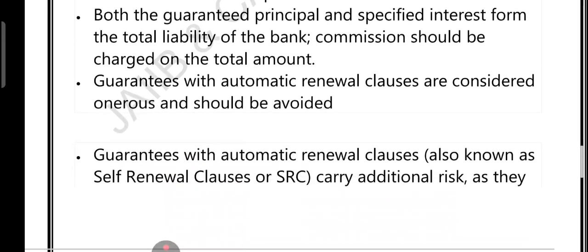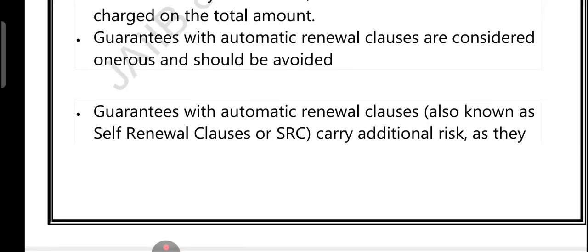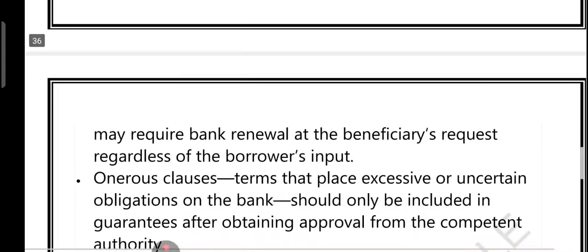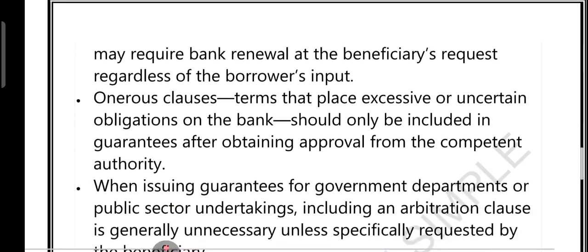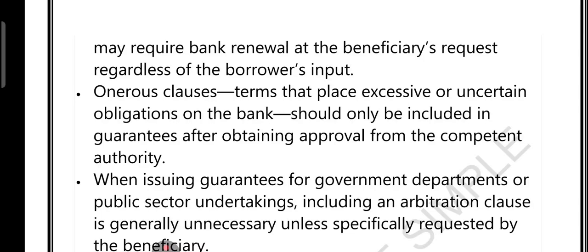Now friends, let's talk about something more about guarantee. Some guarantees have self-renewable clauses, which means they renew automatically at the beneficiary's request, even without the borrower's consent. That is risky for the bank, so this should be avoided. Onerous clause means high obligation. If the clause makes the bank's responsibility uncertain or excessive, it is called an onerous clause. Such clauses should only be included after approval from the competent authority.